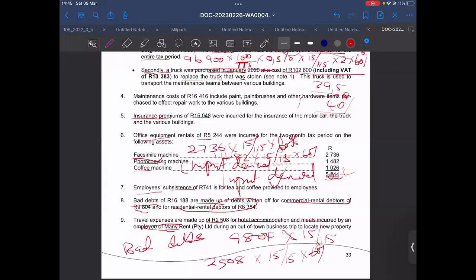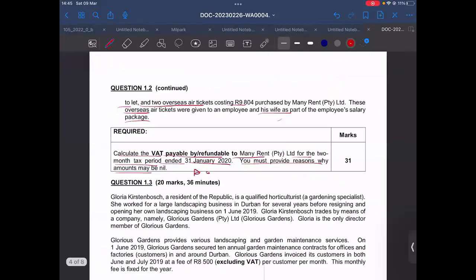Then the other part relates to an overseas trip, an air ticket for an overseas trip. Travel by road is exempt. Travel by air is zero rated. So it's a zero rated supply. Overseas air ticket is zero rated, because it's travel by air. You remember it? That's where the tricky part was.